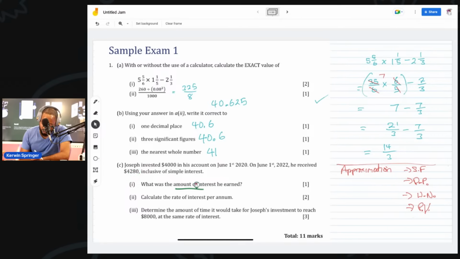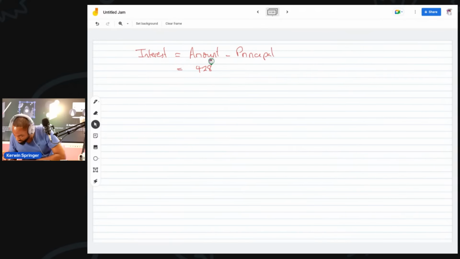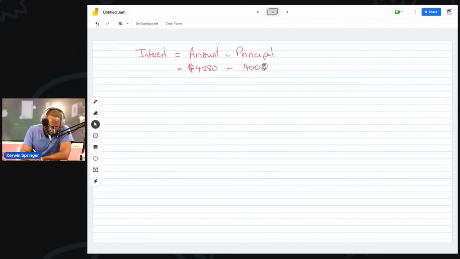So what is the amount of interest here? I already answered that, so let me go on to page 2 and talk about that. The formula for interest is interest equals the amount minus the principal. And the amount was 4,280. What was the amount? 4,280. My memory is undeniable. Minus 4,000, which was the principal. So the interest, and this is just for 1 mark, is 280.